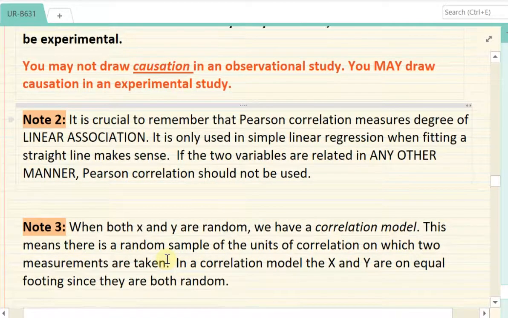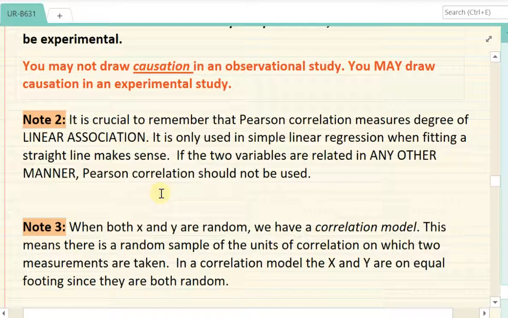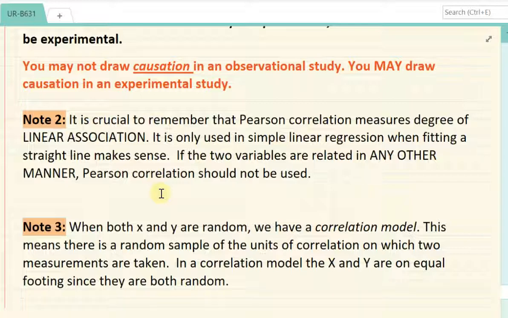And note 3 here is that, remember I said levels of x are fixed and y is random. So what if both x and y are random? Well, if both x and y are random, then we have what we call the correlation model.